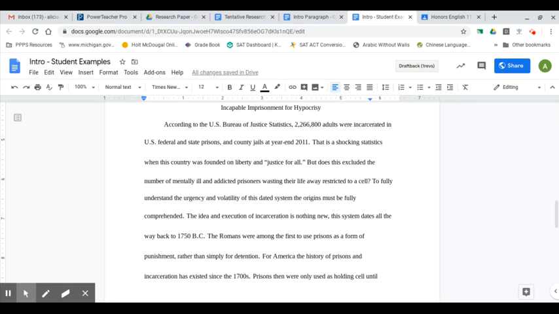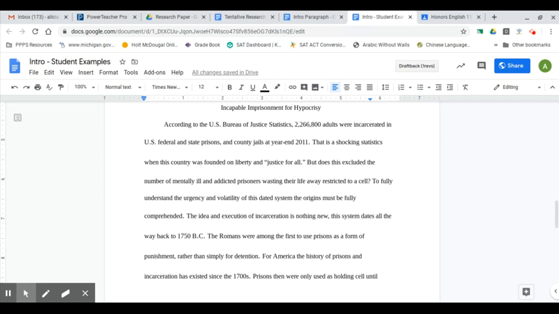This is incapable imprisonment for hypocrisy. According to the U.S. Bureau of Justice Statistics, 2,266,800 adults were incarcerated in U.S. federal and state prisons and county jails at year-end 2011. This shocking statistic, when this country was founded on liberty and justice for all. But does this exclude the number of mentally ill and addicted prisoners wasting their life away restricted to a cell? To fully understand the urgency and volatility of this dated system, the origins must be fully comprehended.